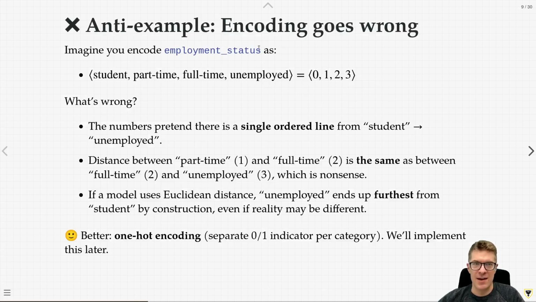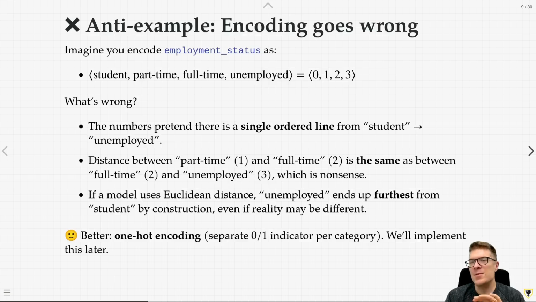So here's another anti-example. This is where encoding goes wrong. Imagine we have employment status. This is part of our data set, and this is just a set of 4 different labels: student, part-time, full-time, or unemployed. It can be tempting to just replace these textual labels with numbers. We have a spreadsheet with all these different kinds of data types. For whatever reason, we want to convert data into integers or numbers. So I'll just replace every instance of the word student with a 0, and every instance of the word part-time with 1, and so on.